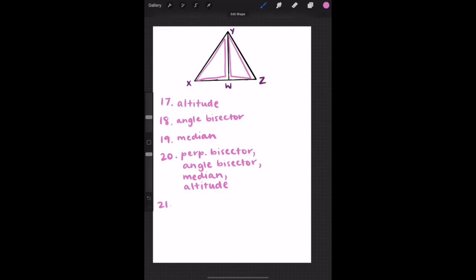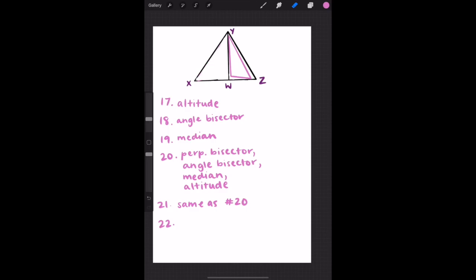By knowing that, I can conclude that it is also all of the same segments that I just listed in number 20. It's going to be a perpendicular bisector because they form a congruent 180-degree side. So cutting that in half is going to make it 90 degrees, so it's a perpendicular bisector. It's an angle bisector because all the angles are the same. It's a median because, again, it's cut in half. And it's an altitude because it hits at a right angle.